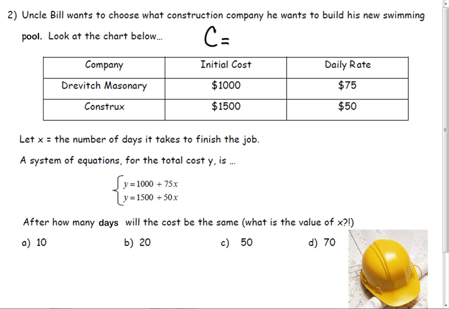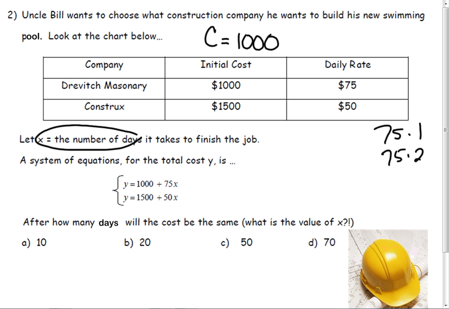Ted, how much are you going to spend here? $1,000. And what if it takes them 1 day? 1 day. So it'd be 75 times 1. What if it was 2 days? 75 times 2. How about, would you like x to equal the number of days like they said? Then it's plus 75x. Does that make sense to you?